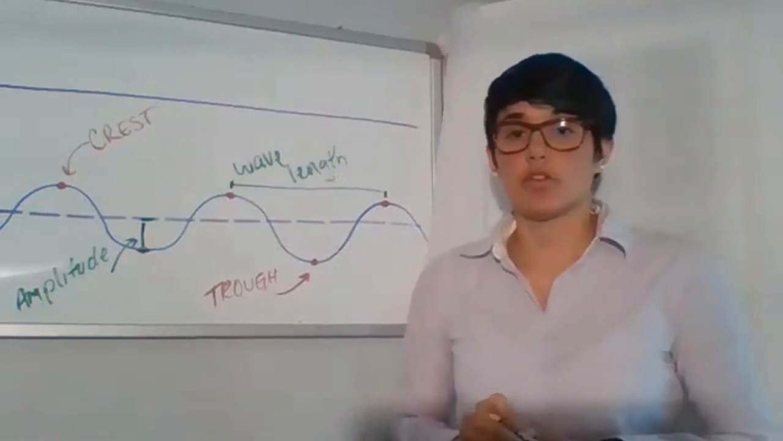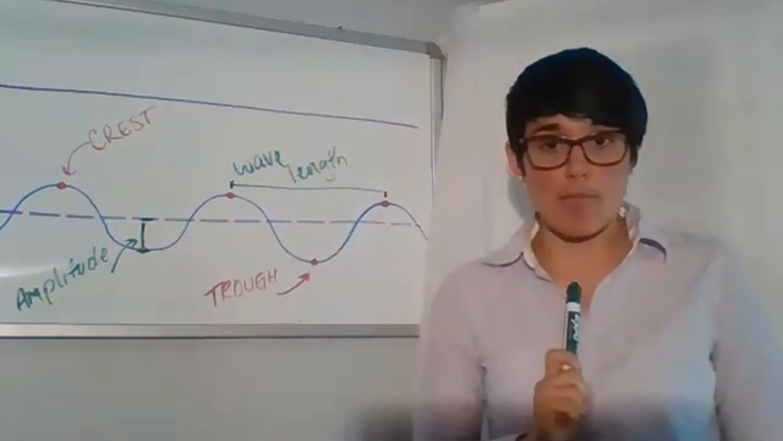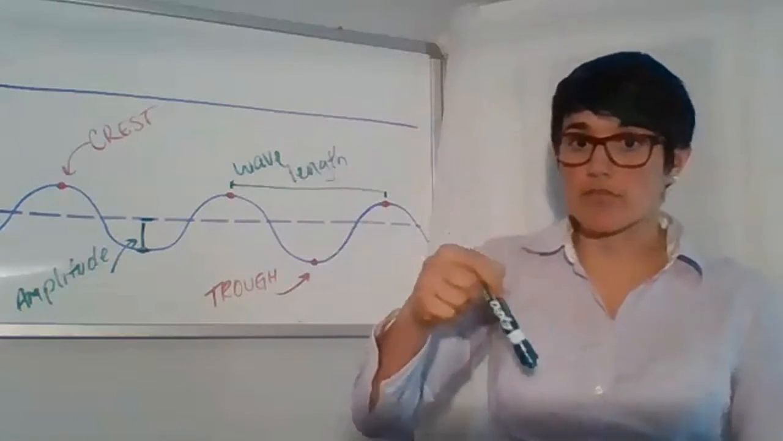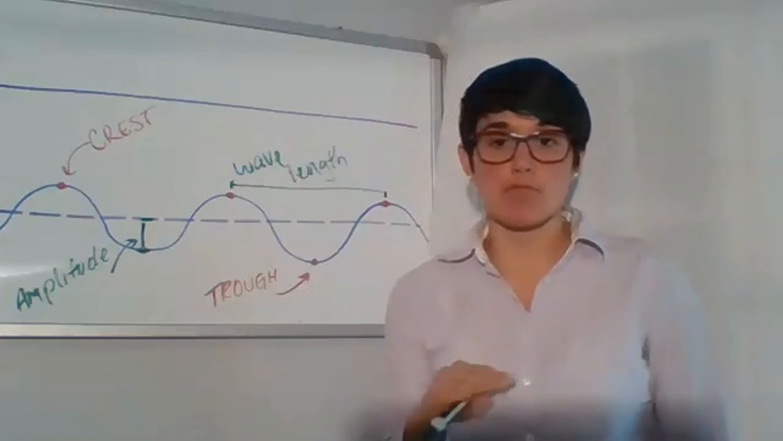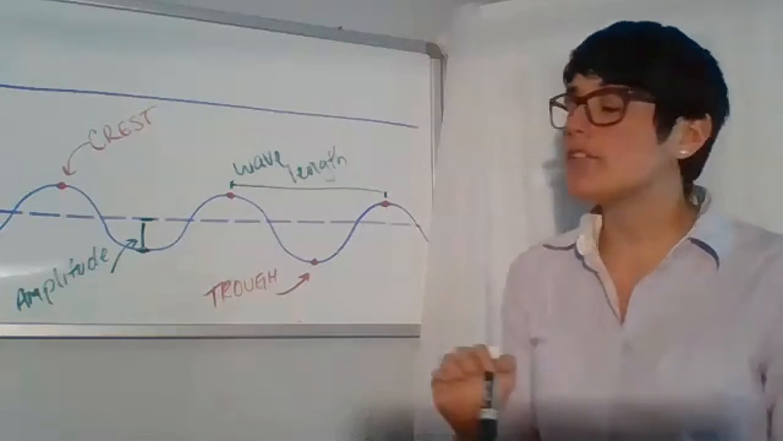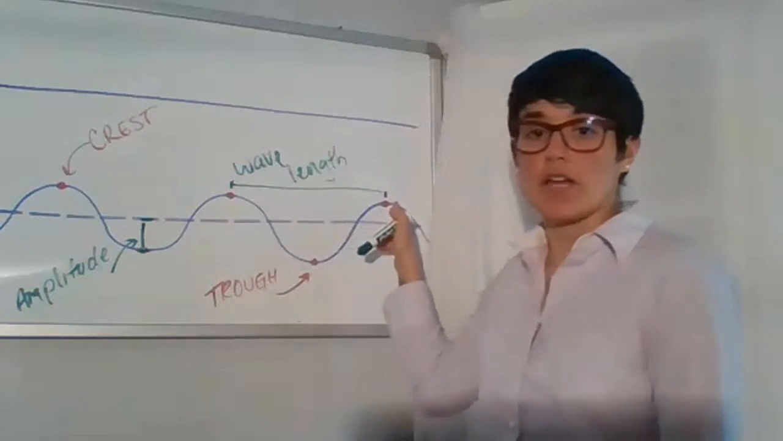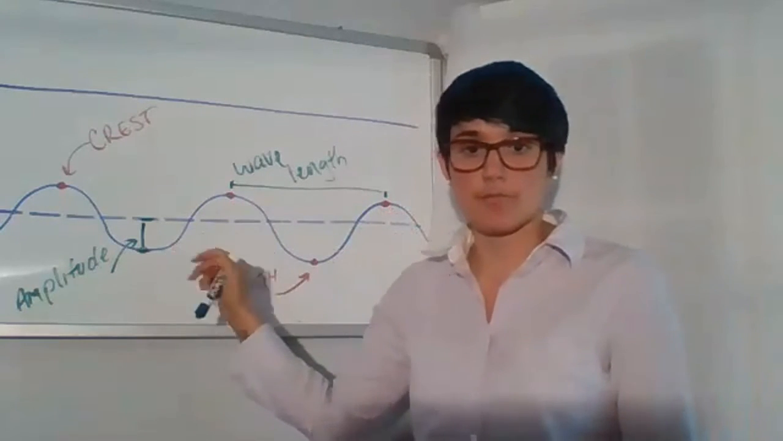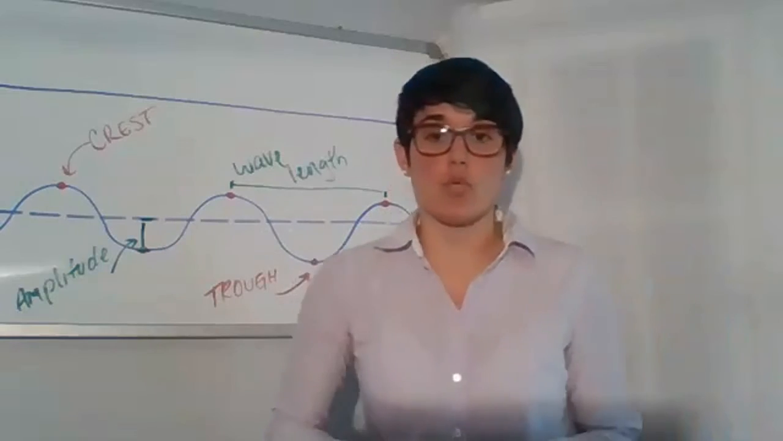So to review, a crest is going to occur at the top of each of our waves. Troughs occur at the bottommost portion of the wave. A wavelength is the distance from crest to crest or trough to trough. And the amplitude is the height of the wave.